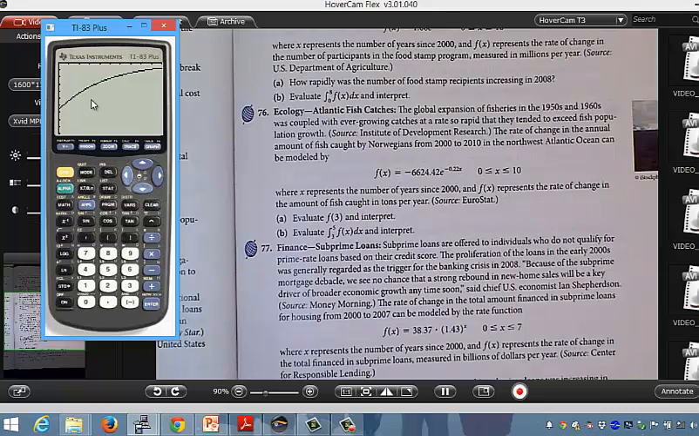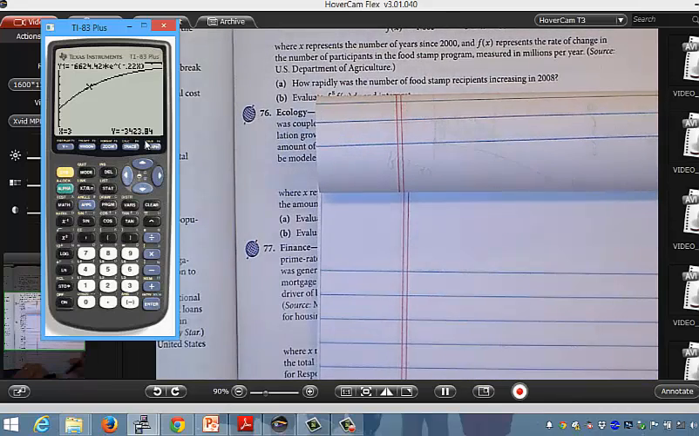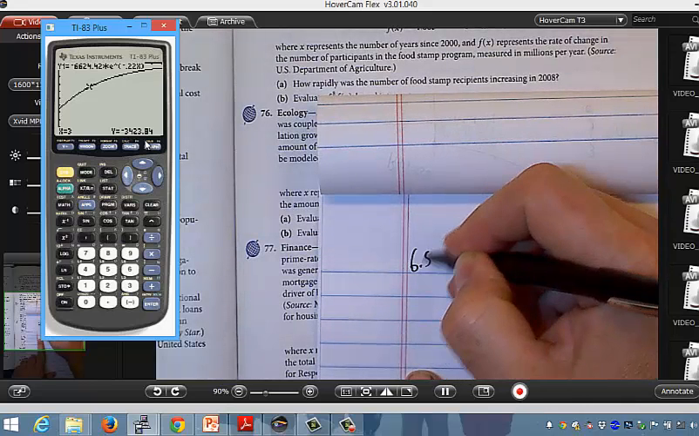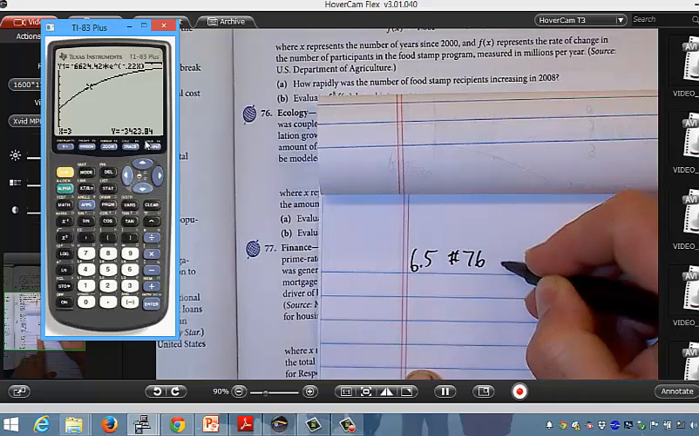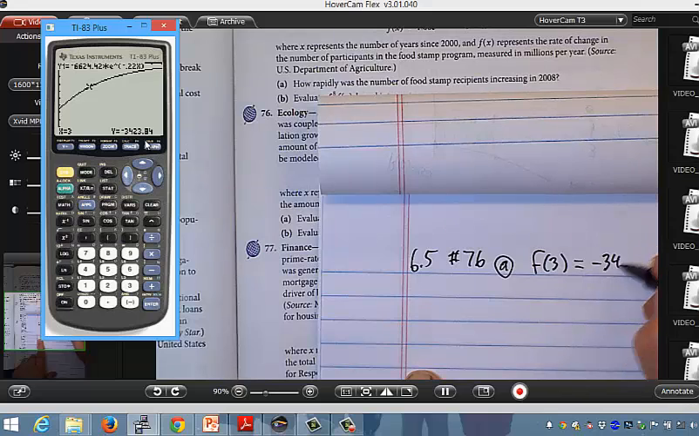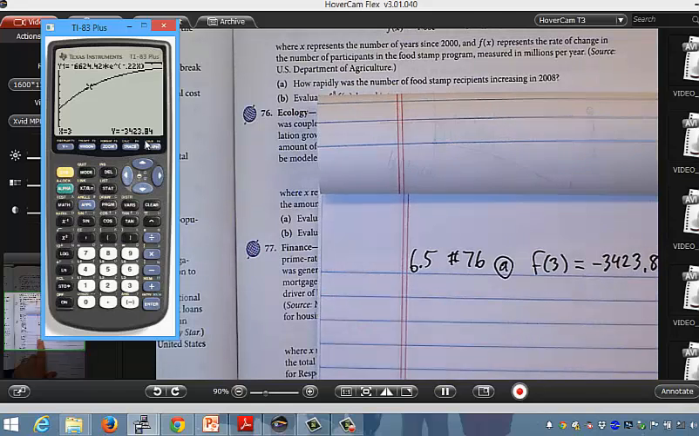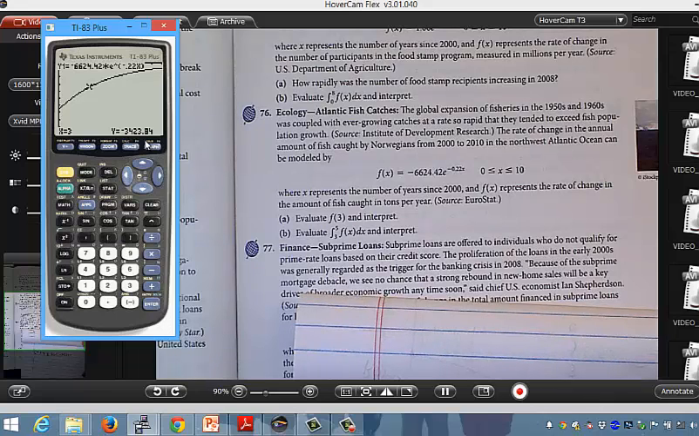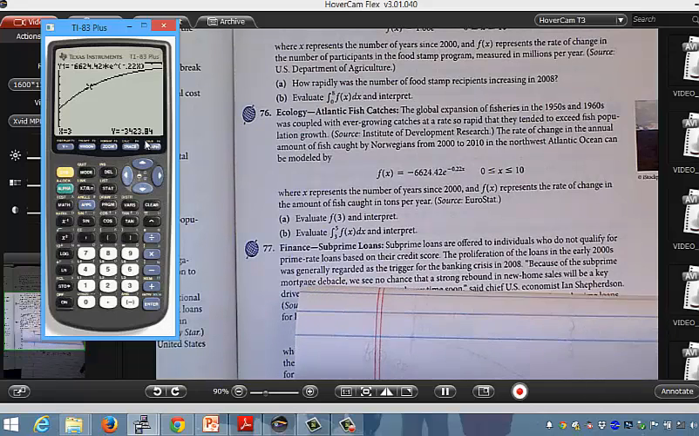It says evaluate f of 3 and interpret. That's pretty easy. Second, calculate the value 3. Negative 3423.84. So how do we interpret that? Well, this is 6.5, number 76. Part A, f of 3 is negative 3423.84. And to interpret it, it's the rate of change in the amount of fish caught in tons per year.